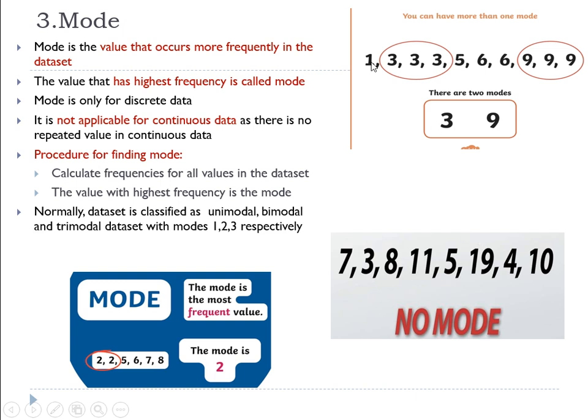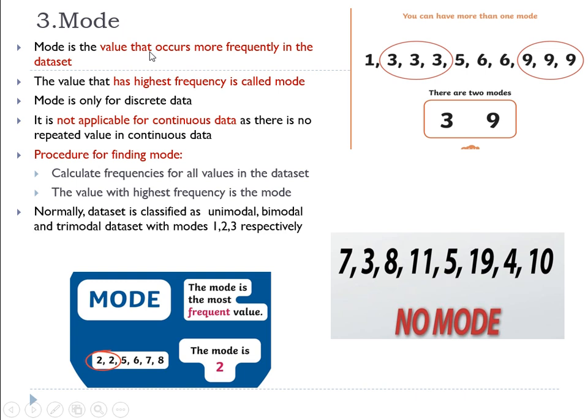Now coming to the next one, that is mode. Mode is the most frequently occurring value in the data set. Suppose these are the values that I have. Which are the most frequently occurring? 3 and 9, both are equally occurring. 3 is repeated 3 times, 9 is repeated 3 times, and therefore there are two modes in this data set, 3 and 9. In this data set you can see that there is no repetition, therefore there is no mode. In this one, you can see that 2 is repeated 2 times. That is the highest frequency, therefore the mode is 2.